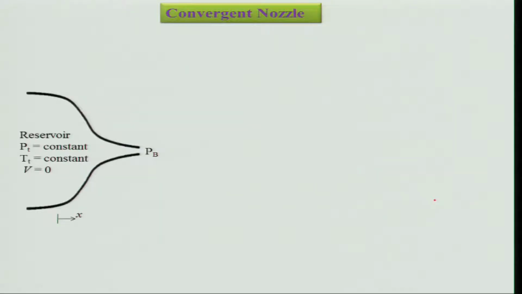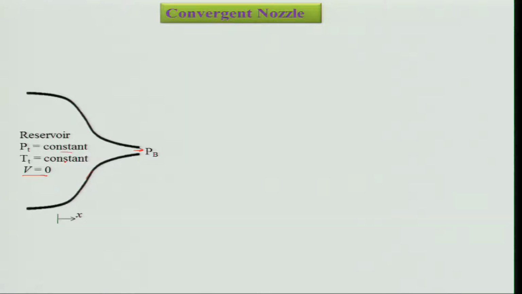So, let us look at what is really happening by putting a convergent nozzle onto a reservoir. As I told, reservoir means it is a very big supplier of air, a large size tank, where the velocity will be 0. The amount of air is so much that if a small amount of air passes through this nozzle, there is no change in the pressure and temperature in this reservoir. That means P T is constant, total pressure and total temperature both remain constant. Then only we can call it a reservoir.